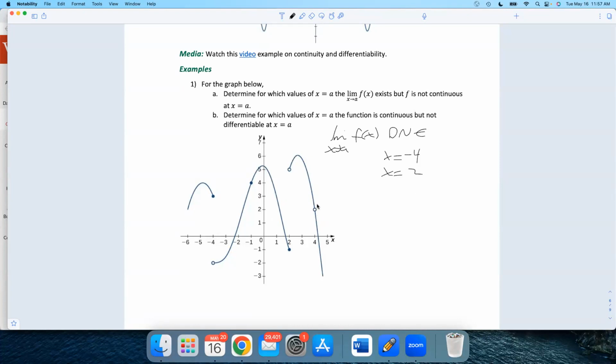Here, the limit does exist. The left-hand limit is 2. The right-hand limit is 2. That limit exists. This limit obviously exists.